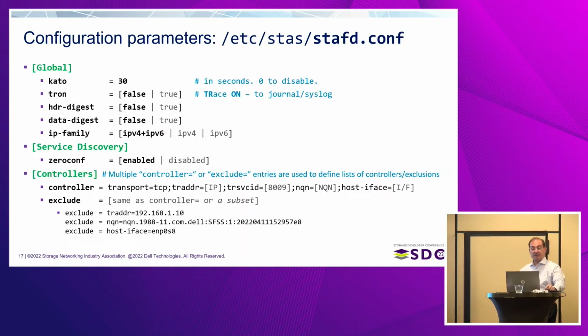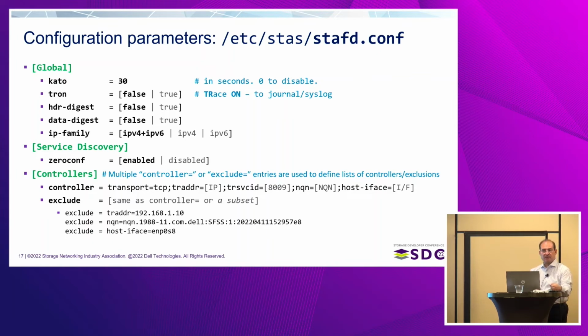Let's look at some specific configuration parameters. Global parameters: you find the KATO, 30 seconds, and trace on to journal, where everything that happens is by default false. It supports the possibility to have a header digest and data digest in the PDUs, which is set to false by default. And in terms of IP family, by default it supports both IPv4 and IPv6, but you can select which one you want to use.